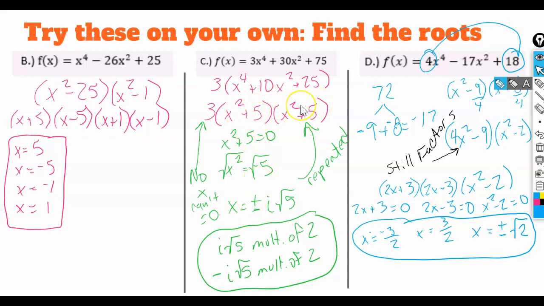And it repeated. So don't forget, if we have a repeated factor, that means that that solution has a multiplicity. And so this one was a solution twice, and this one was a solution twice. And so that's how we got all 4 of our roots there. Here we ended up with 2 rational roots and 2 irrational roots. So we got all 4, just 2 rational and 2 irrational.